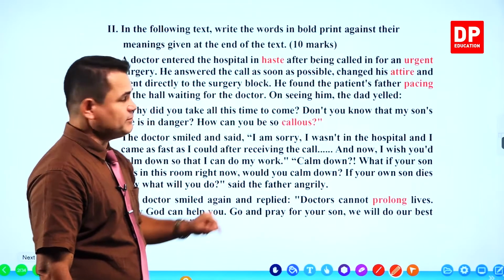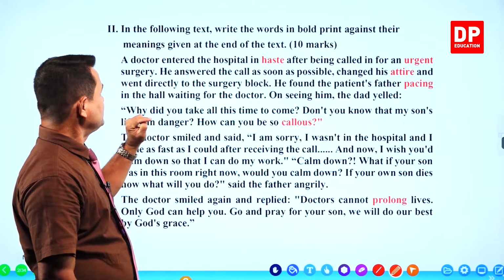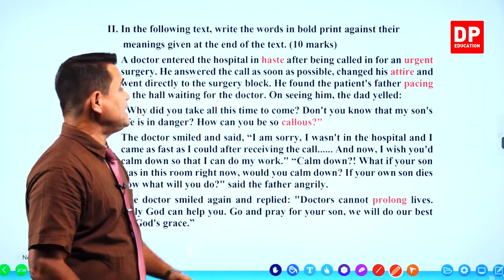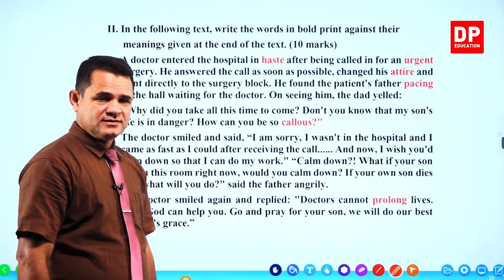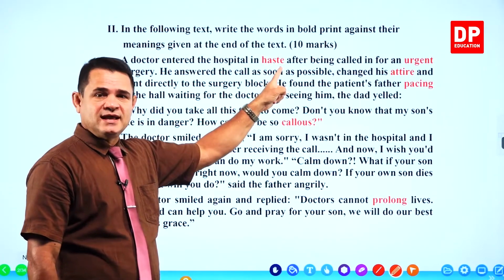For that you get 10 marks. Now let's see. A doctor entered the hospital in haste. You can understand? Then you have to guess the meaning of this word haste.